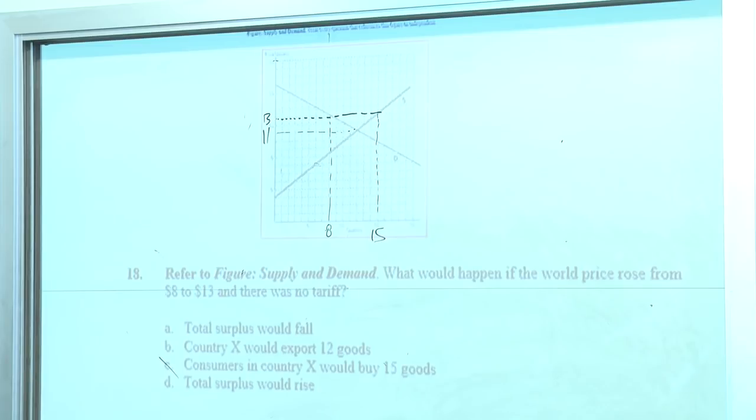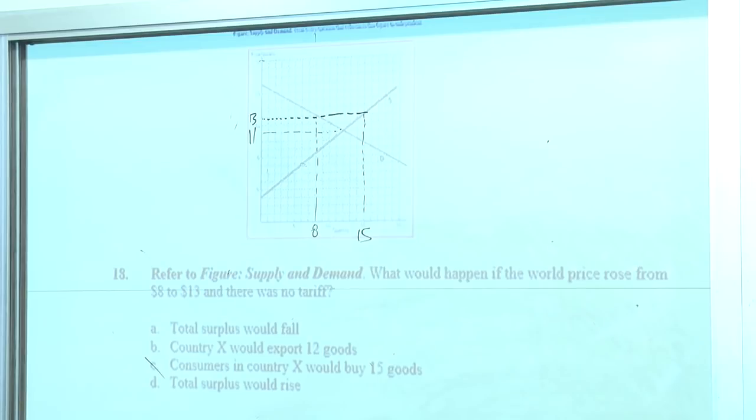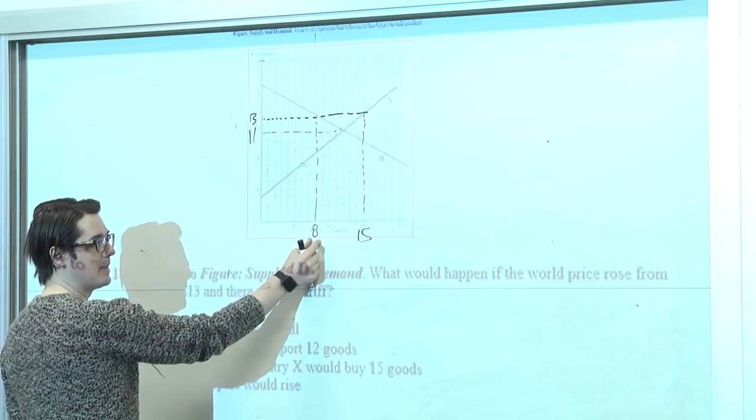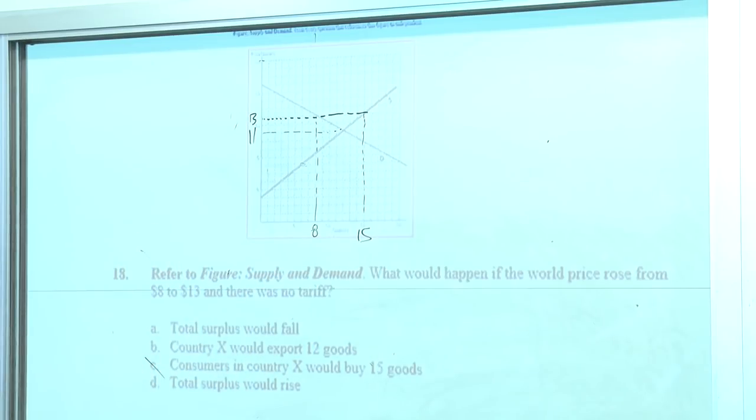What about B? Are we going to export 12 goods? Yeah, how many do we export? 7, right? We export 7. 8 buy domestically, 15 are the total amount that we were willing to supply at that price. So the difference between those is going to be our exports. Okay, so we know this is wrong.